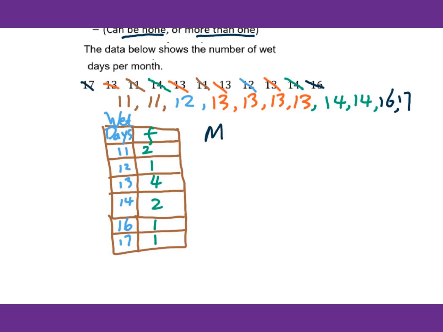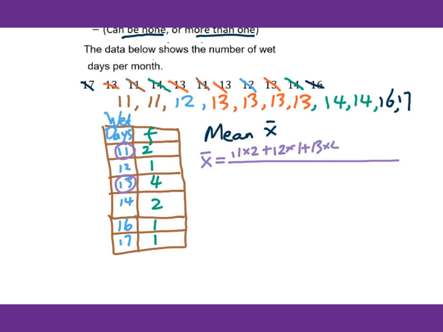For the mean, I use x bar to show. x bar equals, we need all data added up. How many 11s do we have? We have 2. Therefore, I do 11 times 2. How many 12s? One, so I multiply by 1. For 13, I have four 13s, so multiply by 4. 14, I have 2 data, plus 16 plus 17 because we multiply by 1.